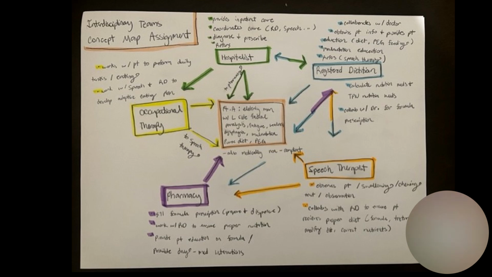The 5 healthcare professionals that I chose for this concept map included the hospitalist, registered dietitian, speech therapist, pharmacist, and an occupational therapist. Obviously, there would be a lot more involved, including social workers and nurses.